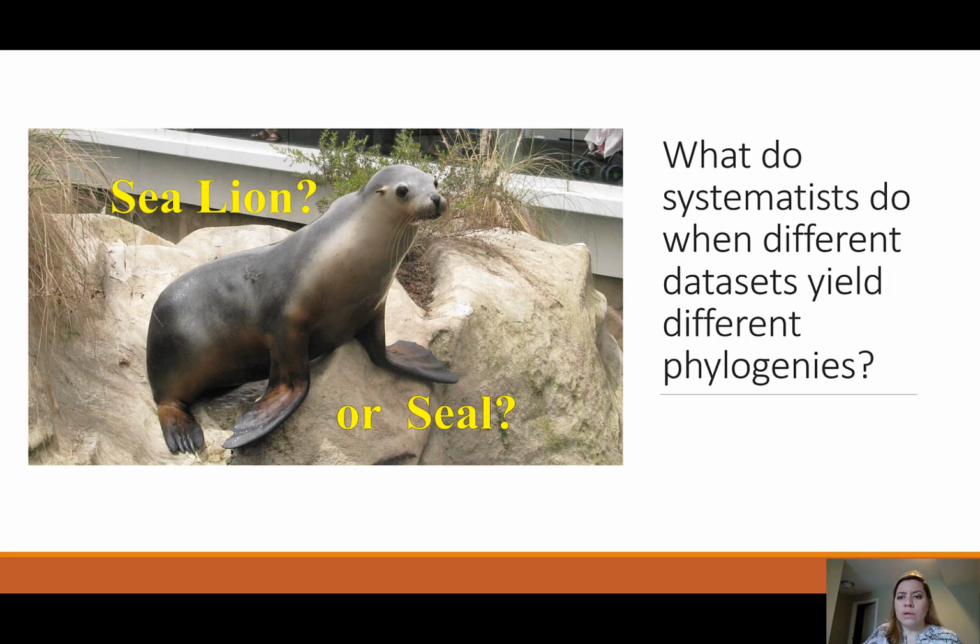And so what do systematists do when different data sets yield different phylogenies? And that's pretty common. And so we're going to talk about 2 different tests. But before we get to that, I want you to review a couple of different concepts.